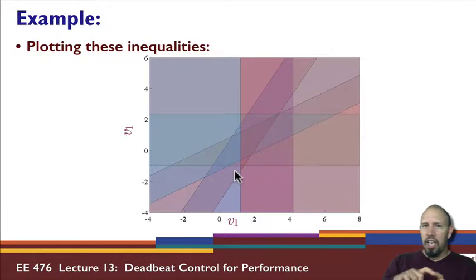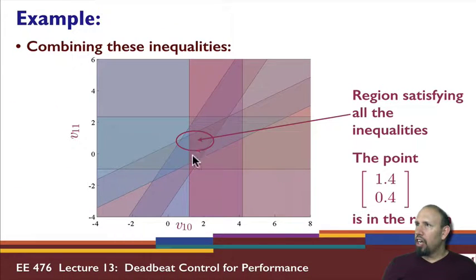For the control magnitude constraint, we get these bands, and these show the different bands associated with the different inequalities. Again, where they overlap is where they're all in common. So in this case, we get the region in here that satisfies all the inequalities. This point is in this region. Notice it's some kind of weird polygon.